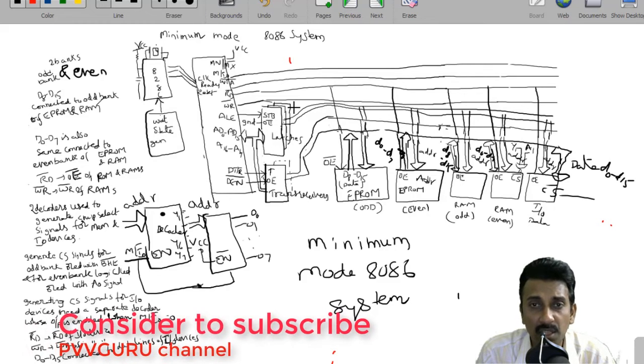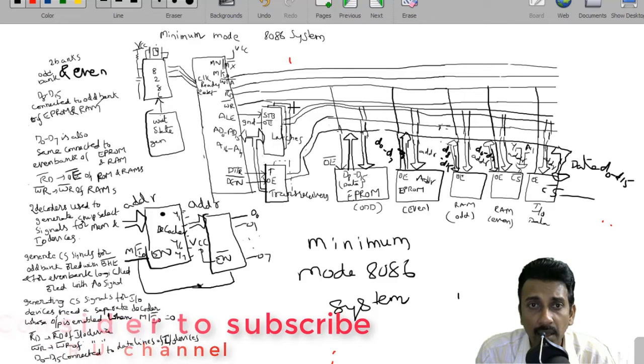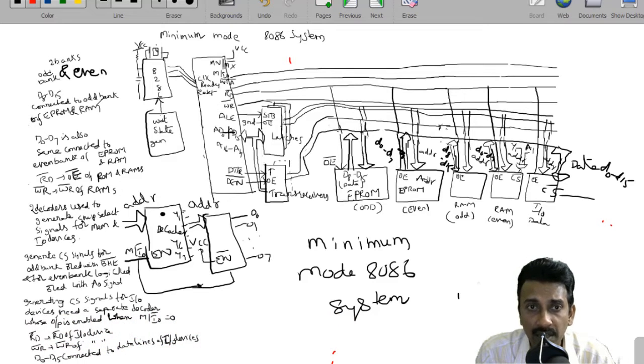What is a system? A system comprises different types of components, right? Around the 8086, we may connect the 8282 latch and the 8286 transceiver. Along with that, we are now introducing memory devices like EPROM and RAM, as well as the input-output devices. Of course, we may have a separate decoder circuit also. That's why we call it a system, right?